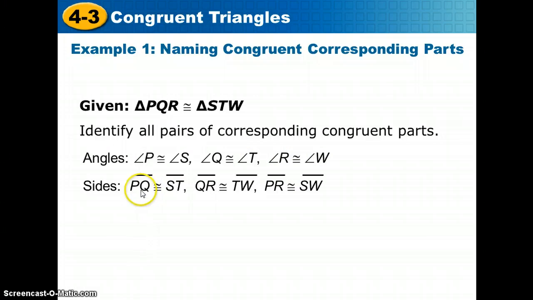And we list our sides that are corresponding congruent sides. Side PQ goes with side ST, so those are congruent segments, because the triangles are congruent. Side QR corresponds to side TW. So QR is congruent to TW. And PR is congruent to SW.